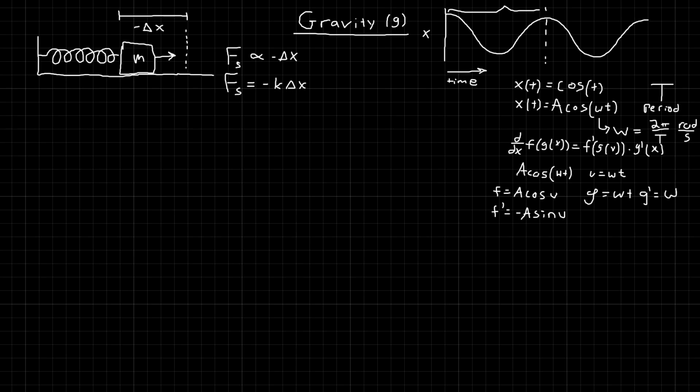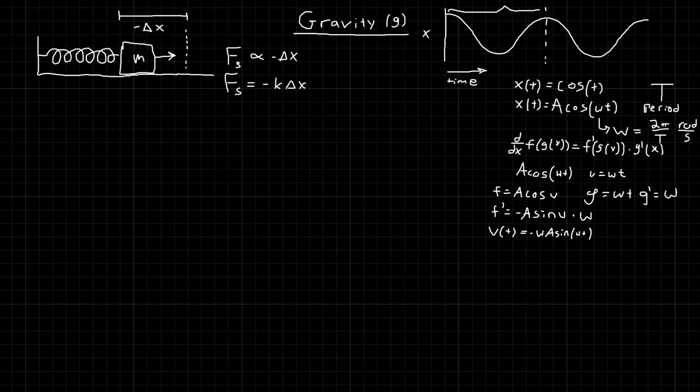So if we multiply this times omega, then that gives us the derivative, which is going to be velocity, equal to negative a sine omega t, replacing that u, times w, which we can rewrite as negative w a sine wt. So that is going to be our velocity expression.